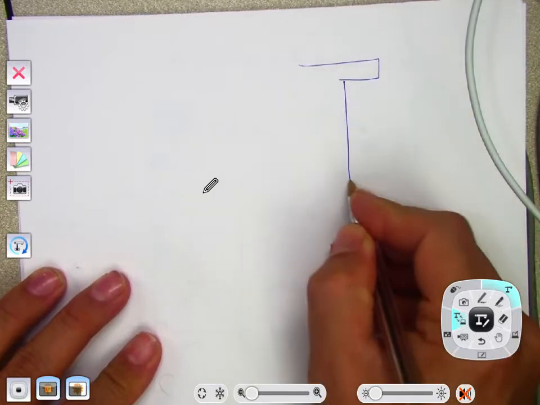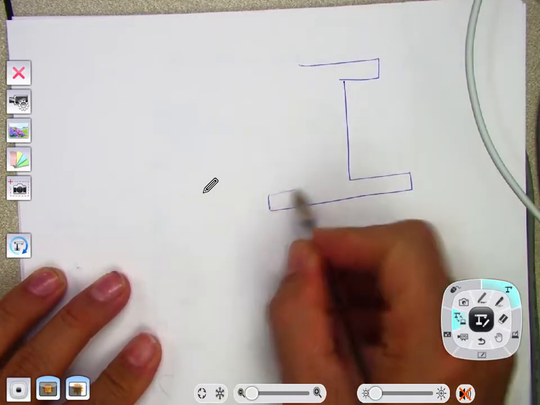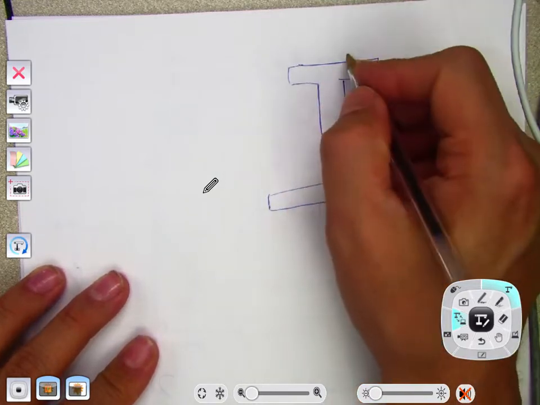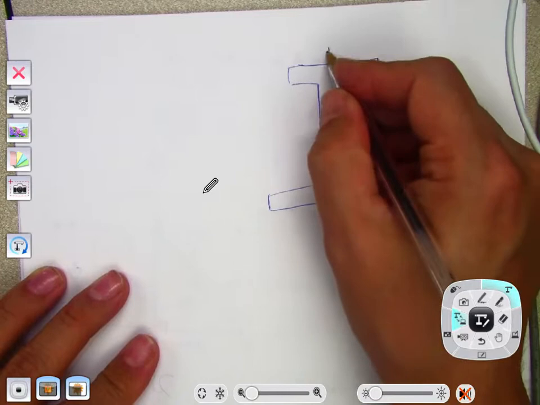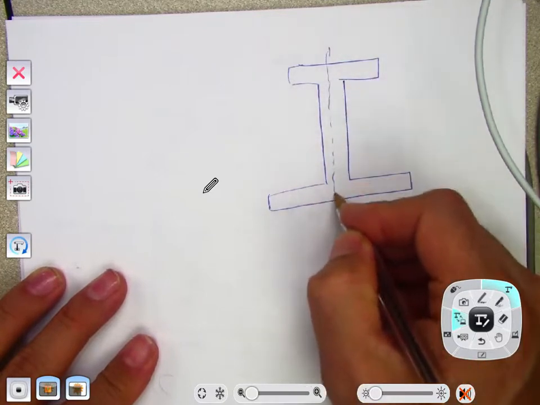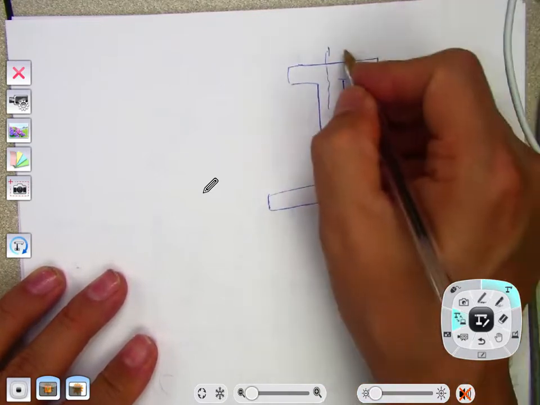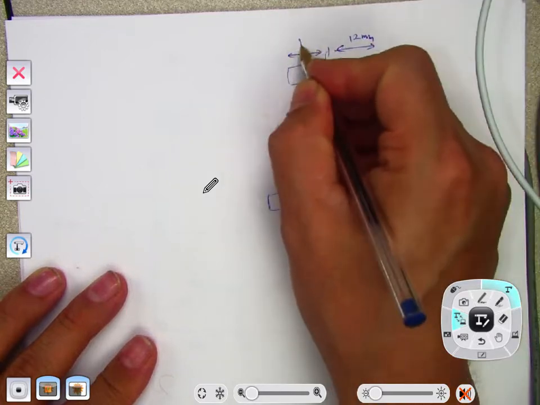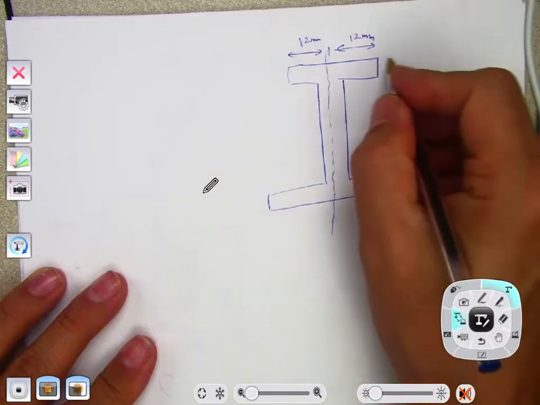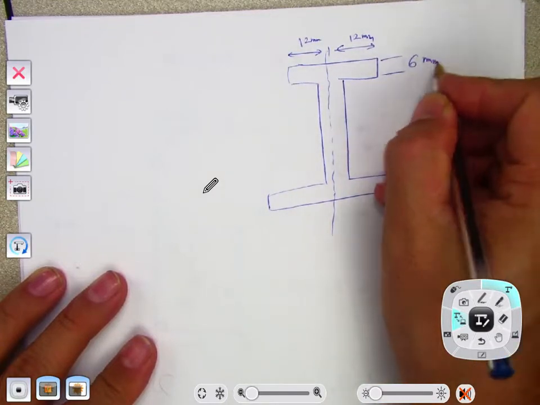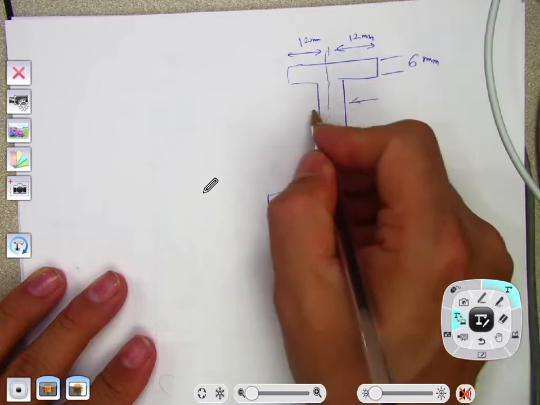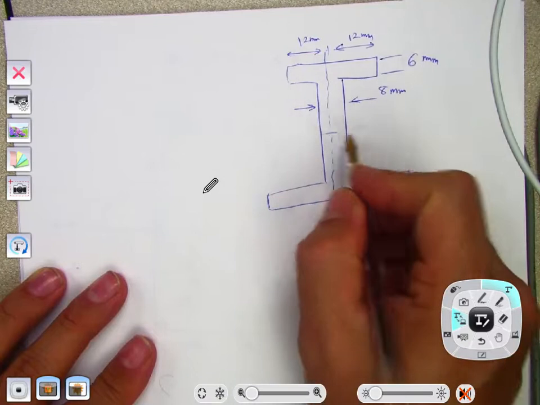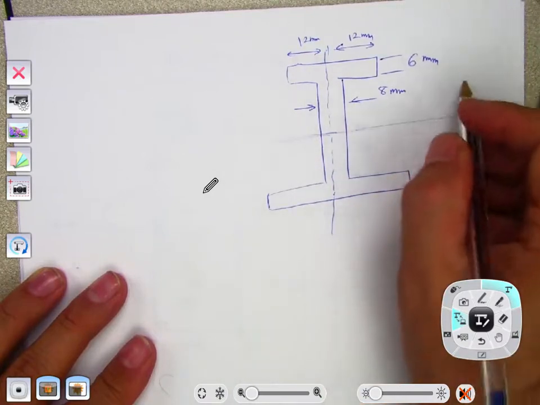Let me put in dimensions. Okay, dimensions are as follows. You have one axis of symmetry, like that. Here is 12 millimeter. Here is 12 millimeter. This is 6 millimeter. This is 8 millimeter. This is 24.